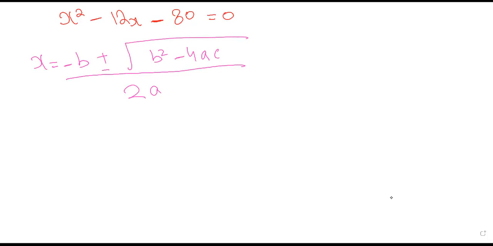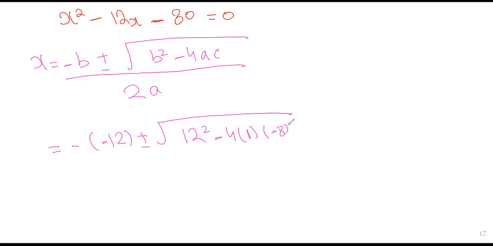Okay, all right. So minus into b is minus minus 12, plus minus under root 12 square minus 4. a is 1, c is minus 80. Because this one is my a, this minus 12 is my b, and this minus 80 is my c, divided by 2 into 1, right?